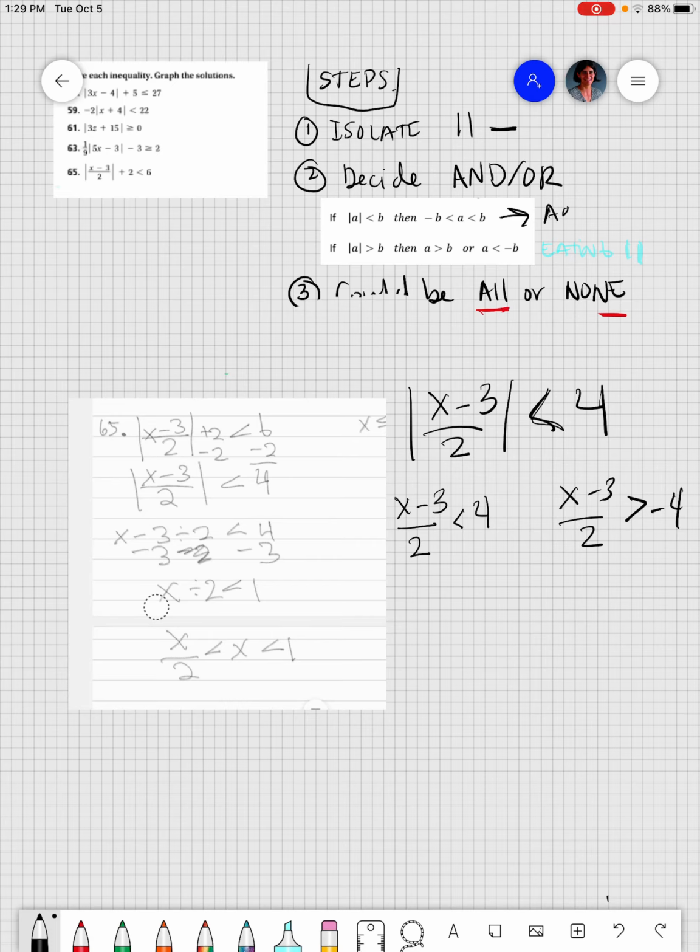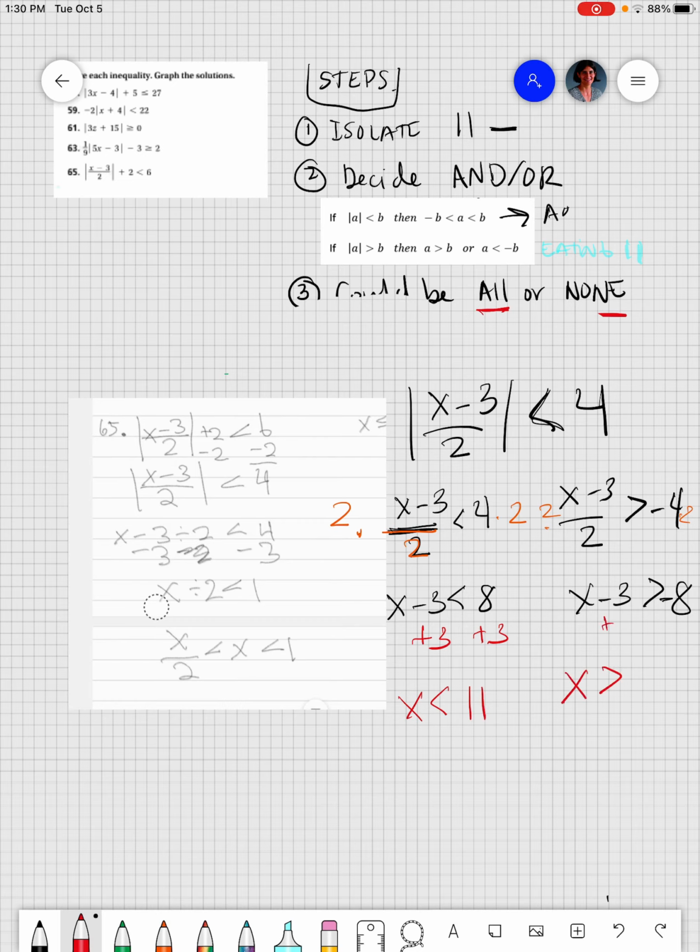Now I'm going to multiply both sides by 2, because I see division here. When you see division, you have to do multiplication. So now I have x minus 3 less than or equal to 8. I do the multiplication over here, greater than or equal to negative 8, because that was a negative, and I multiplied everything by 2. Now I'm going to add the 3. I see subtraction, I do addition. So x is less than or equal to 11, and here, x is greater than or equal to negative 8 plus 3, which is negative 5.